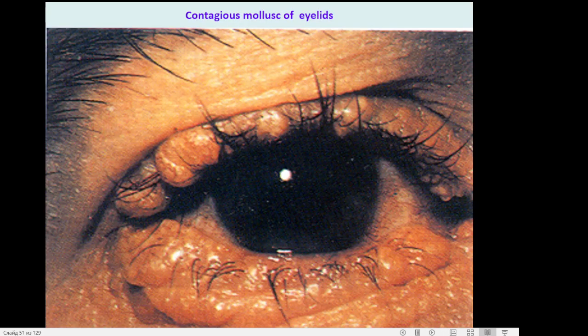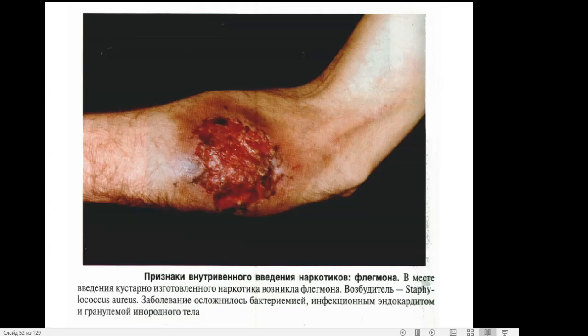Molluscum contagiosum of eyelids. This is a result of intravenous use of drugs. I mean narcotics, dirty narcotics. Due to it, severe phlebitis in a patient with HIV and severe ulceration, a result of intravenous drug use.